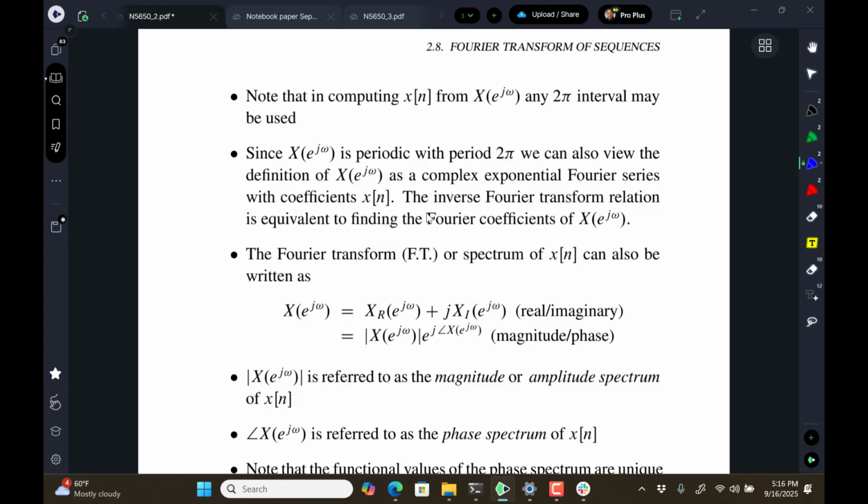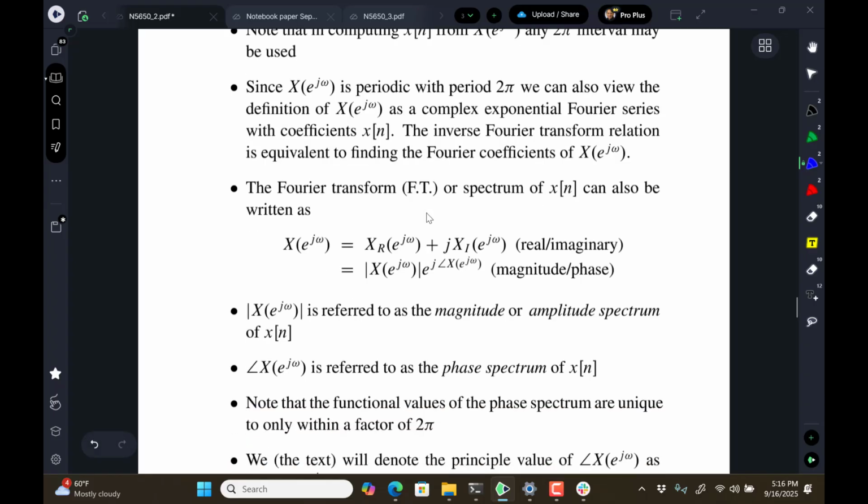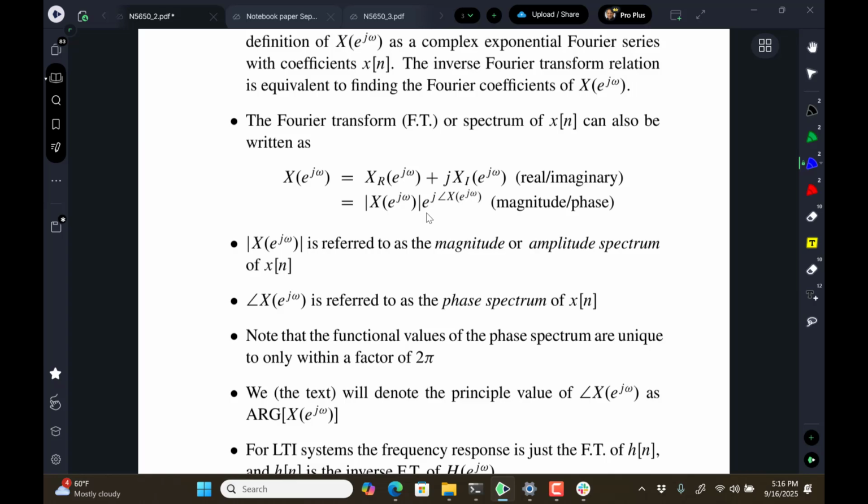Can also be considered as a complex exponential Fourier series that has coefficients x of n, and that's something we'll get into studying when we study the DFT much later. So when you talk about a signal as opposed to an impulse response, we have, like I've already said, a magnitude or amplitude spectrum, and then we have the phase spectrum.